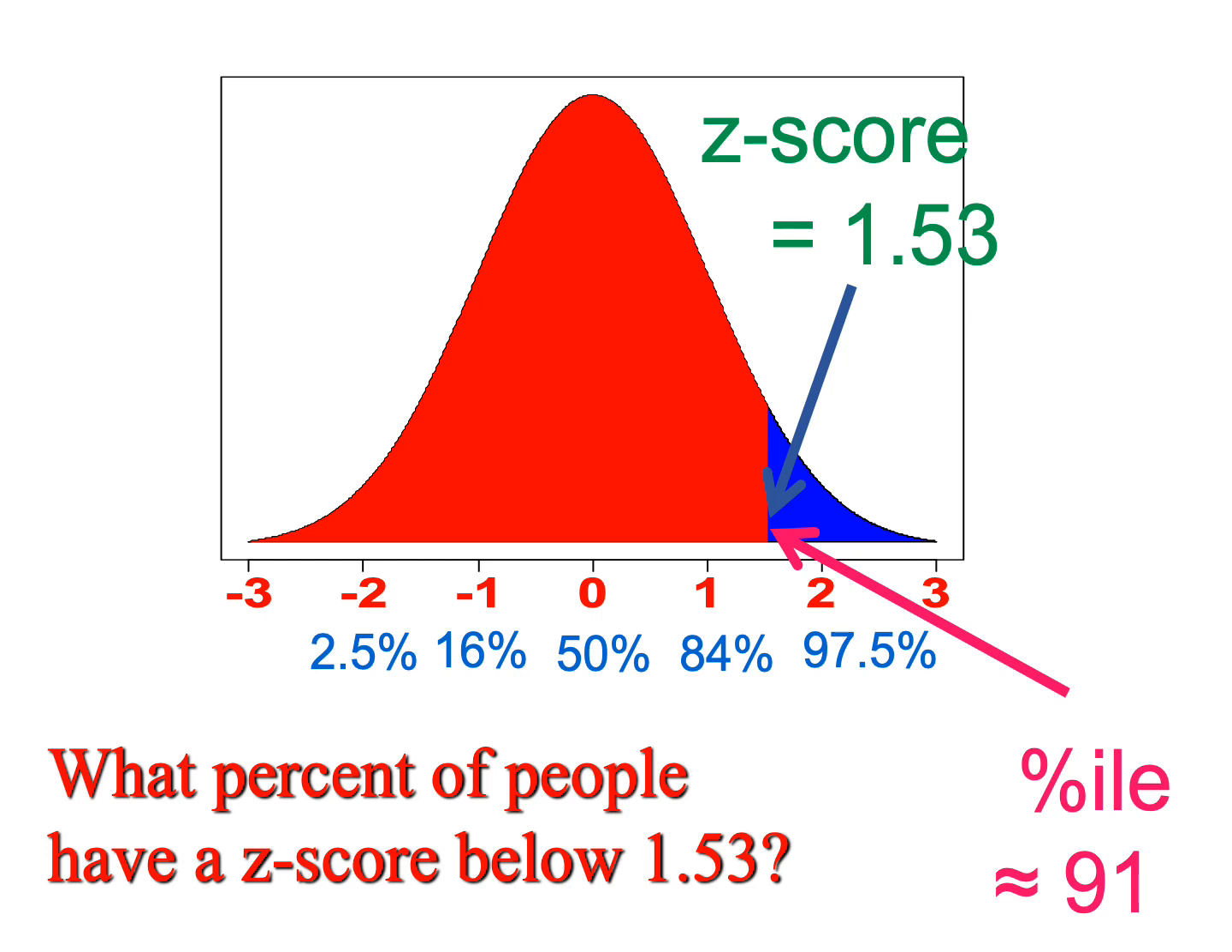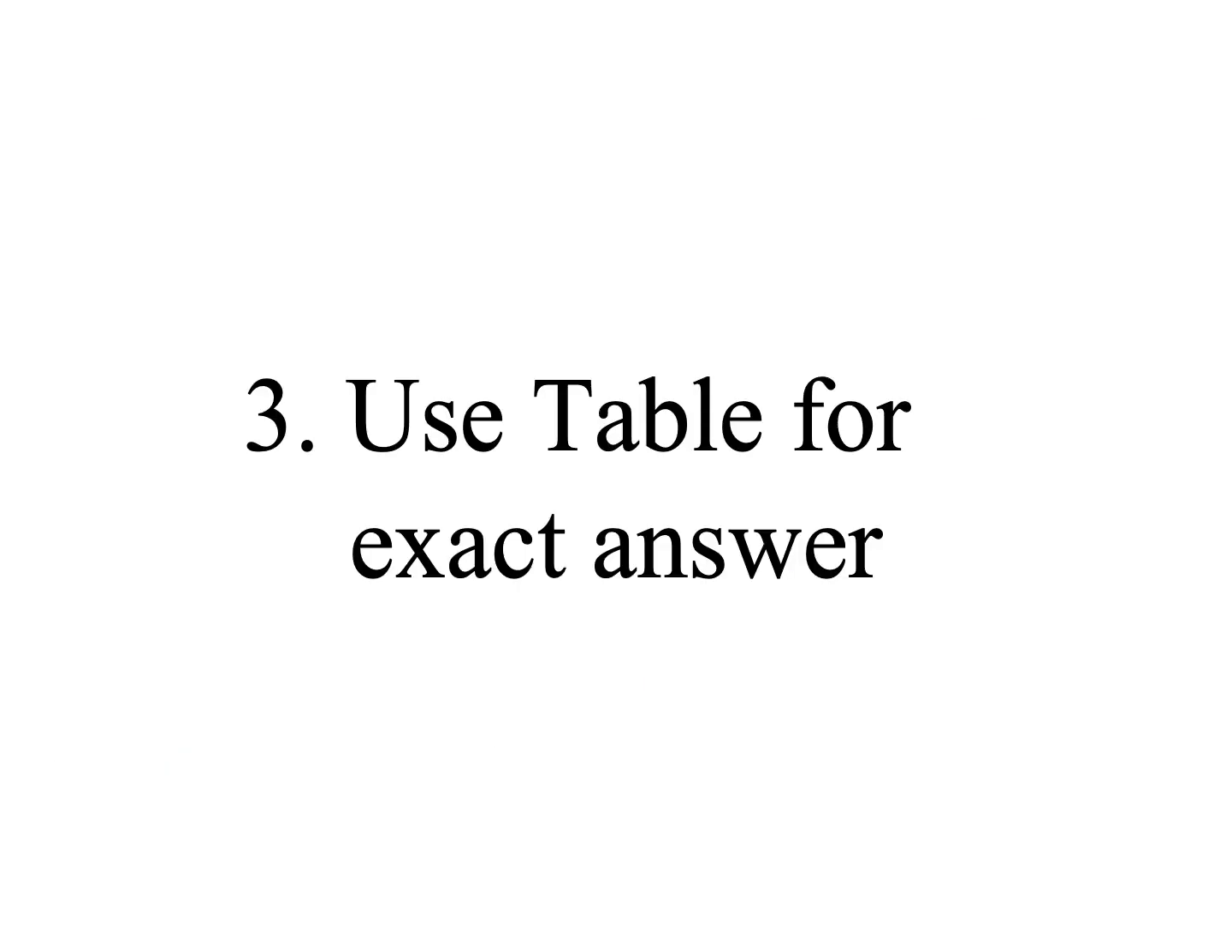We don't know exactly what the percentile is, but we can see it's about halfway between 84% and 97.5%. So we will guess that the percentile is about 91. So now we have a rough estimate of the answer we are looking for. If a z-score is 1.53, then its percentile is approximately 91. Now we come to the third and final step. We are going to use the table of the standard normal cumulative distribution to calculate the exact answer to the problem.